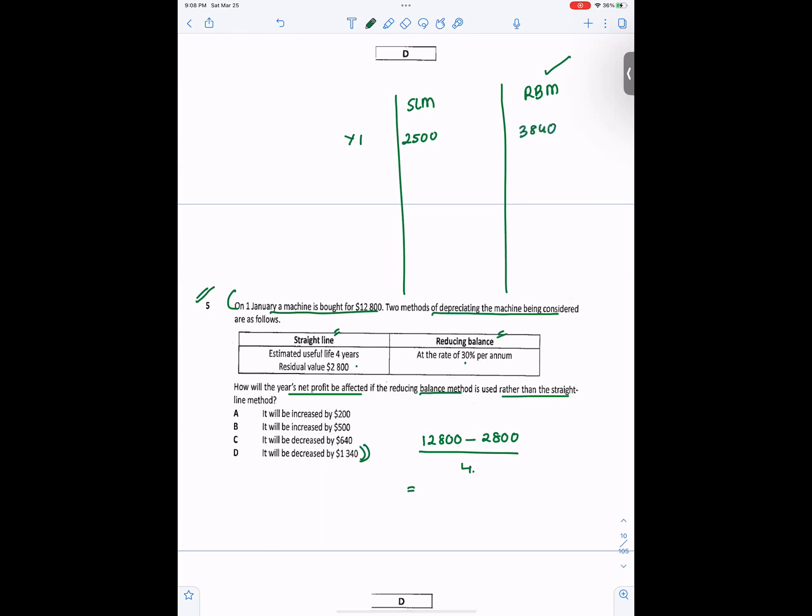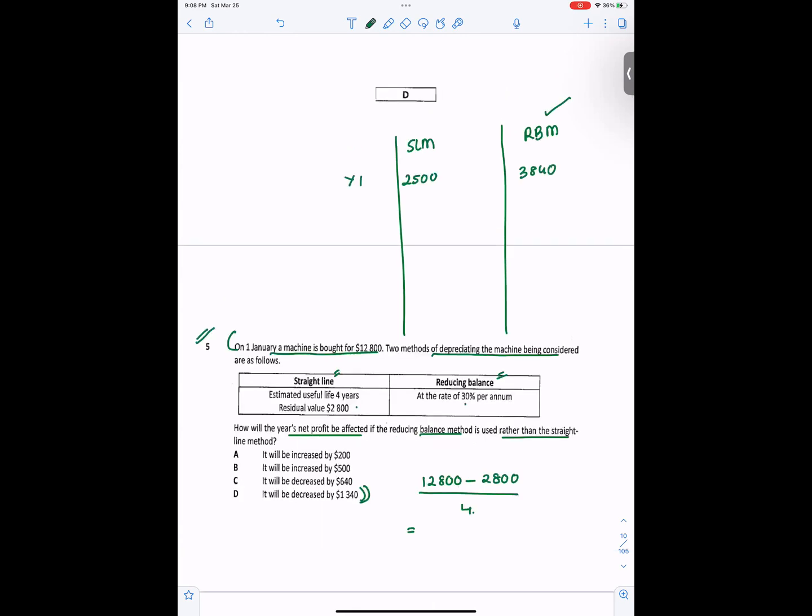3,840. Now if I'm using the straight line method, the depreciation that would go in the income statement would be 2,500. And if I use the reducing balance method, the depreciation that would go in the income statement is 3,840. That means the extra amount that will go in the income statement is how much?